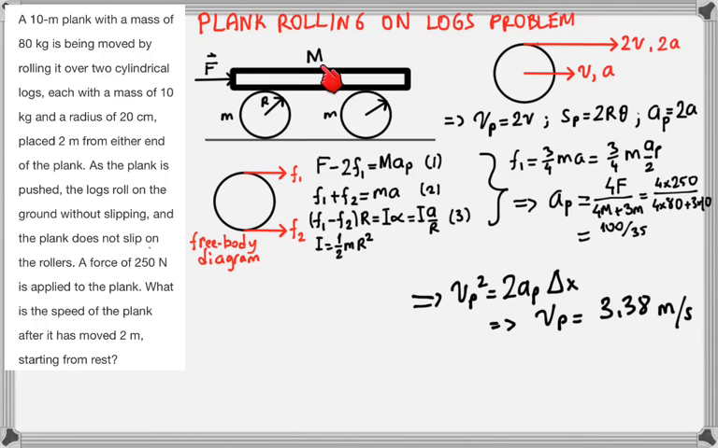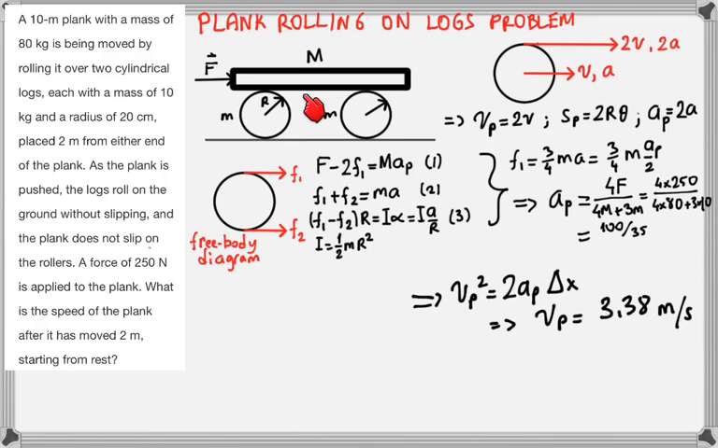The problem says we have a plank, a rectangular, let's say, top of a table, whatever. It's rolling on top of these two cylinders, okay? And the cylinders are not slipping. They are rolling without sliding, without slipping.